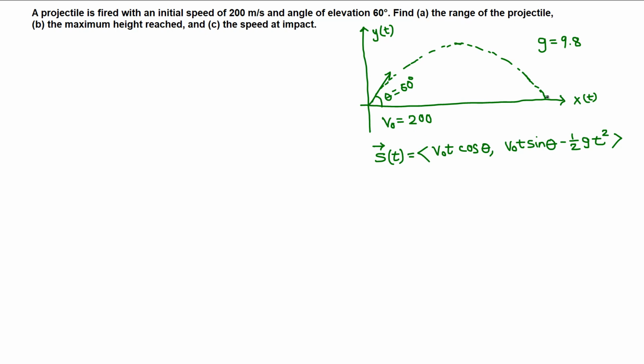So this distance from here to here, that's part A. Part B is the maximum height reached, suppose it reached here, so this height, and part C is the speed at impact. So when it hits the ground back, what is the speed at that time? Okay, and we have derived the following formula in class.